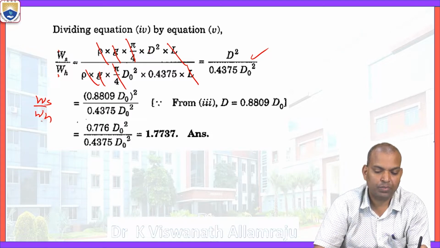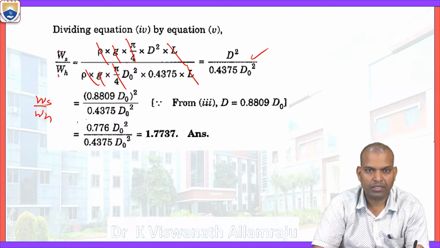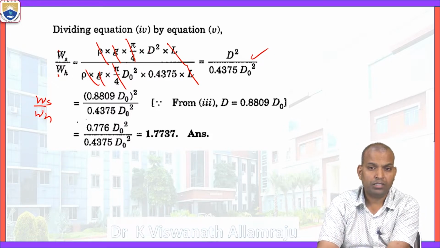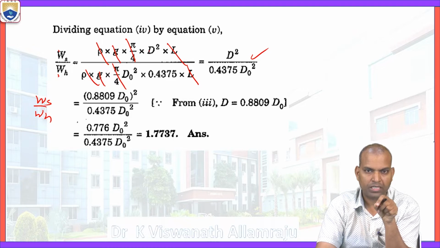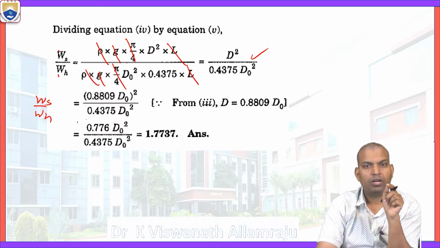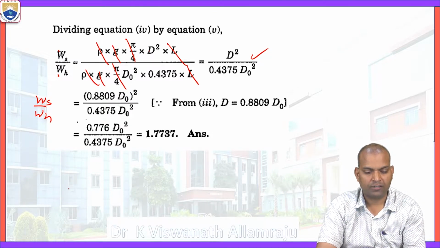We know the relation of D. What is the D value? It is the diameter of the solid circular shaft, capital D, in terms of the outer diameter of the hollow circular shaft. That is 0.8809 d naught.